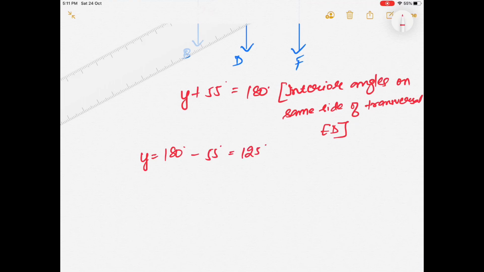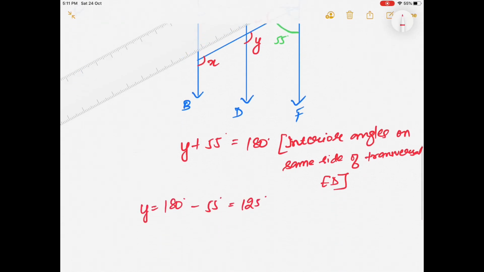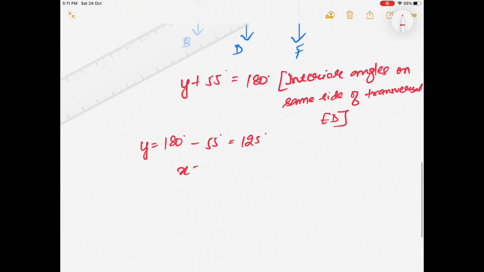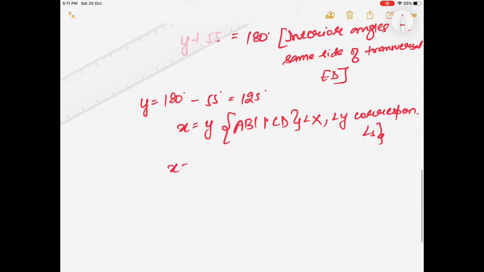So we got y. Now y is equal to x also, because AB is parallel to CD, and angle x and angle y will be called corresponding angles here. So x will be equal to y. These angles will be equal, so x will also be 125 degrees.